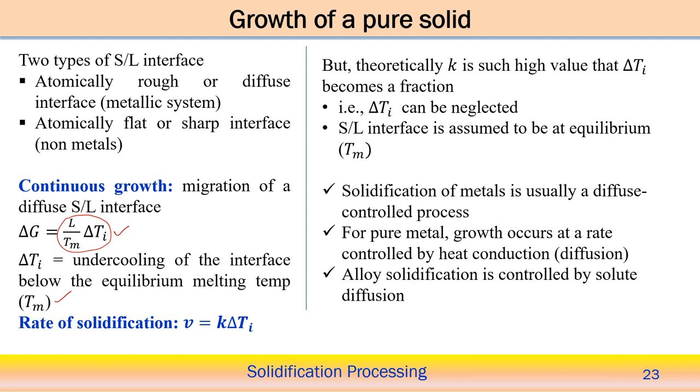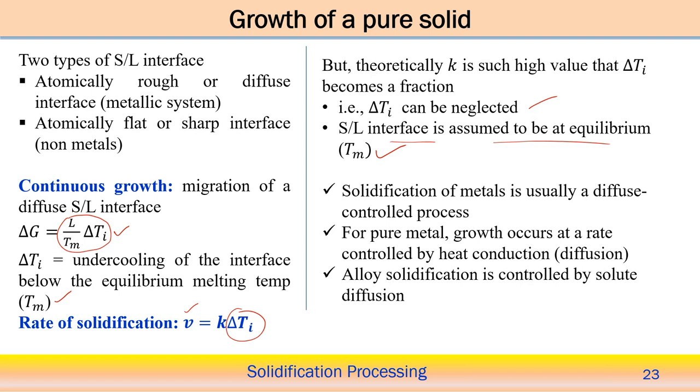Now the rate of solidification, or the speed at which the solidification front moves, can be expressed as the velocity V equal to K into delta Ti. So the velocity is linearly related to the degree of undercooling during the solidification process. But theoretically the value of K is very high, such that to maintain a particular rate of solidification, delta T often becomes a fraction. Therefore delta T can be neglected, and the solid-liquid interface is assumed to be at the equilibrium melting temperature Tm, because the degree of undercooling is very low to maintain a certain rate of solidification at the interface.